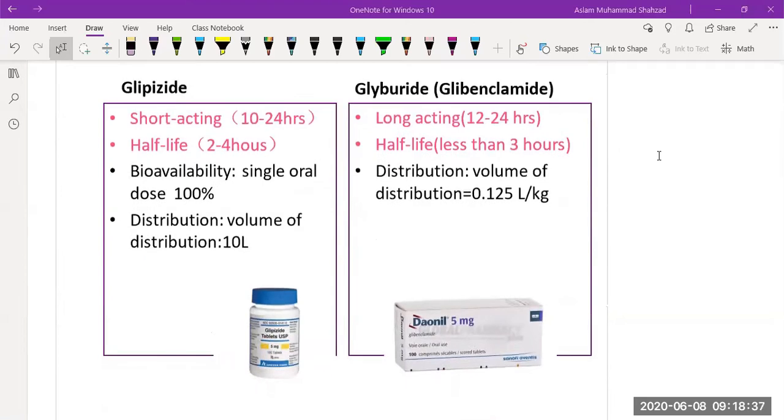Glipizide is a short-acting drug with a half-life of 2 to 4 hours, whereas glyburide is a long-acting drug with a half-life of less than around 3 hours. How can we differentiate between short-acting and long-acting?